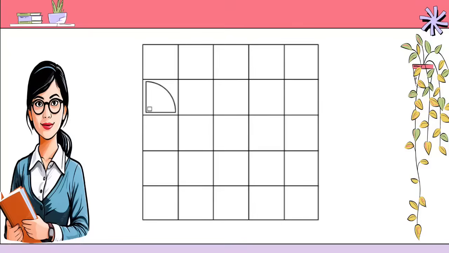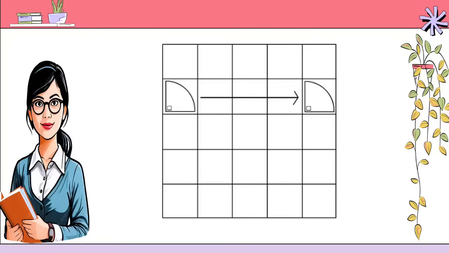Here is another example. Now let us trace the quarter circle cutout in the second row, first column. Now let us try to slide the quarter circle 4 cells to the right. Good job, everyone!